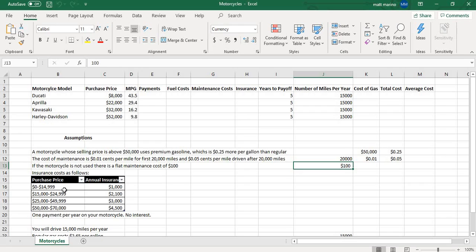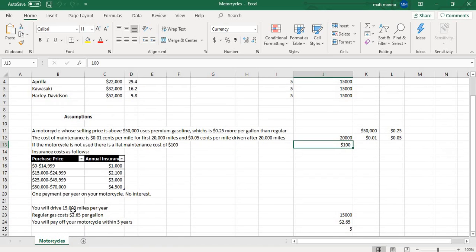Any purchase price under $15,000 will require $1,000 in annual insurance. Any purchase price between $15,000 and $24,999 will be $2,100, and so on and so forth. You will notice we only make one payment per year on our motorcycle, and there is no interest on these payments.